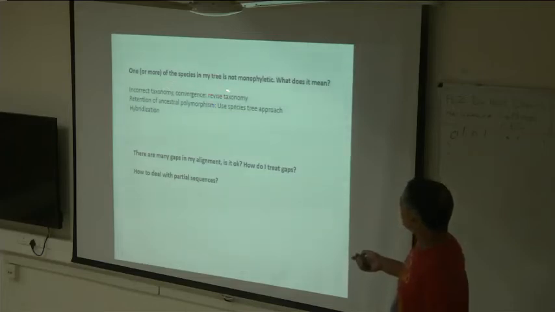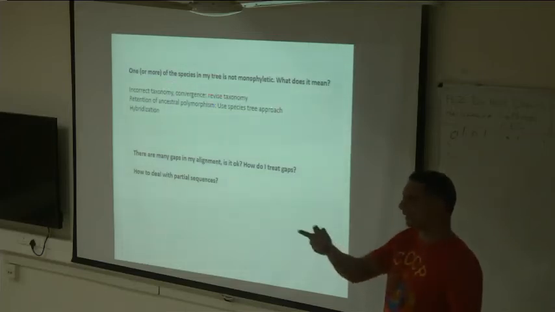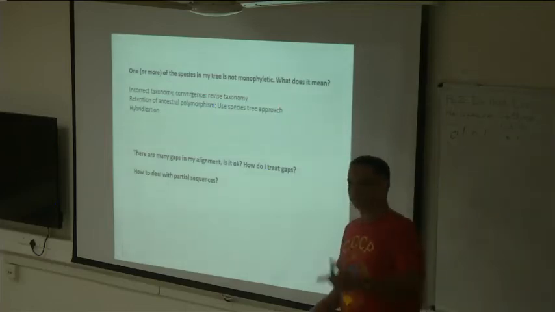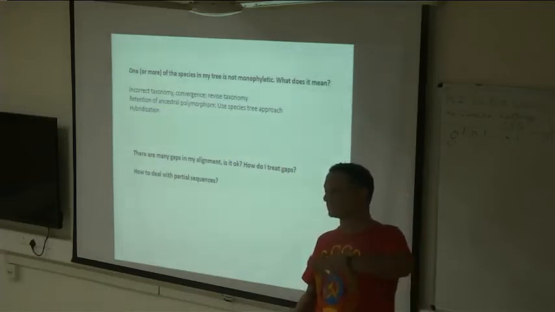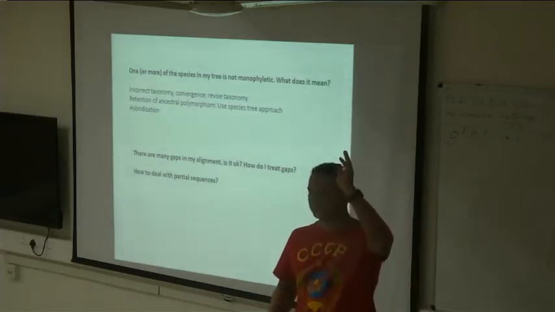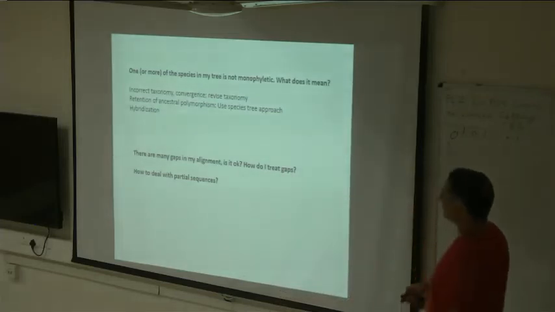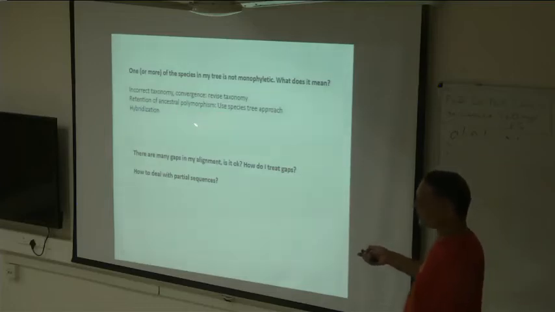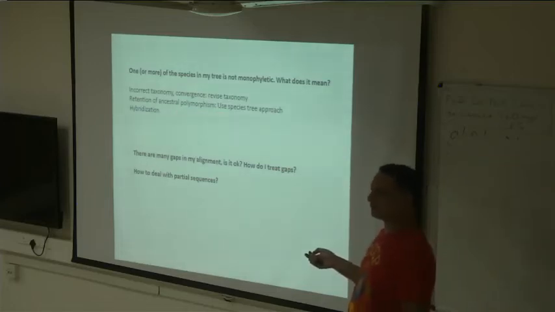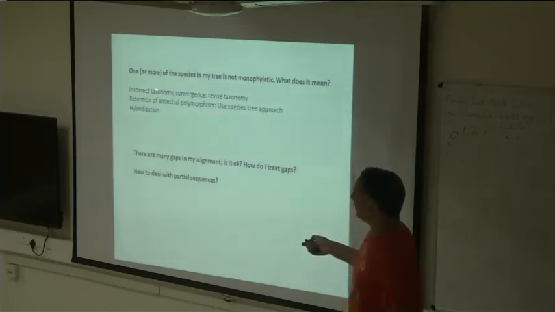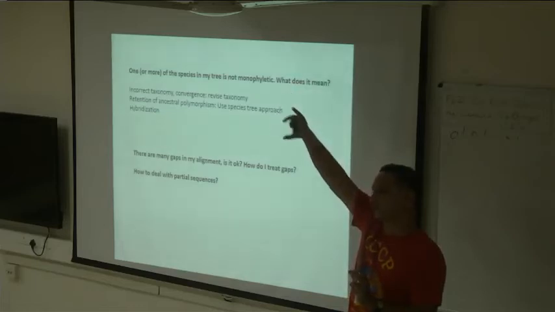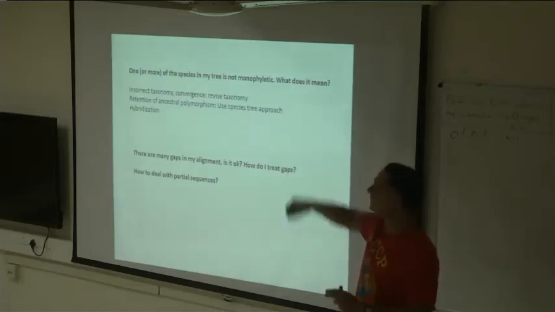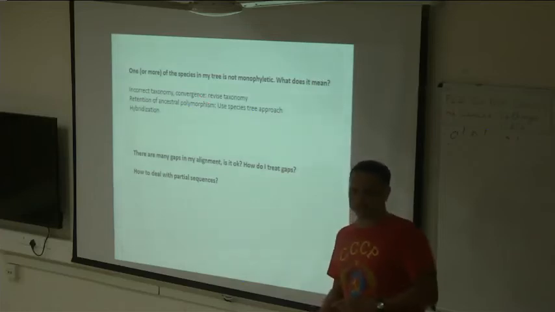If one or more species in my tree is not monophyletic? Someone showed me a phylogeny the other day where the species that she's looking at is all over the tree. It's polyphyletic. If it is a closely related group, then it's probably retention of ancestral polymorphism, incomplete lineage sorting. But often when you have polyphyly across a huge phylogeny and similar looking organisms all over the place, it's convergence. You need to revise the taxonomy.